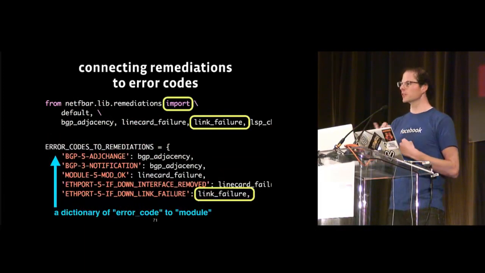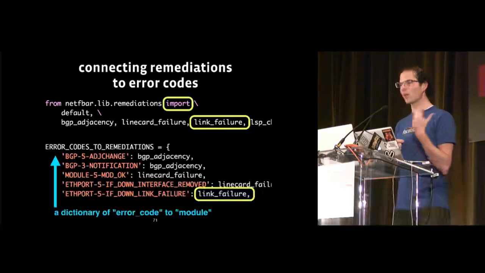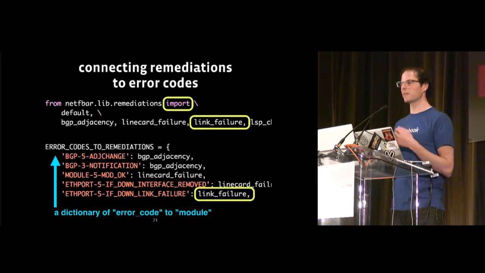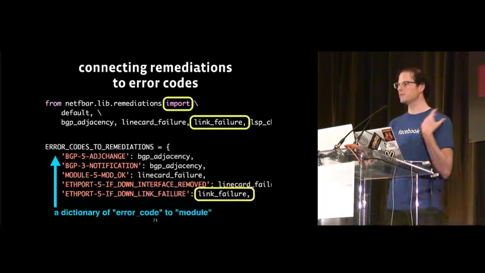And if you wanted to build this bigger, though, you could actually have a list of remediations here and potentially do multiple things to debug against more complicated failures. But what I've got going on here is now a key in this dictionary where it's the error code that we parsed out of the syslogs already. And I'm mapping it to specifically the module that contains the remediation, such as the link failure module or the BGP adjacency module.